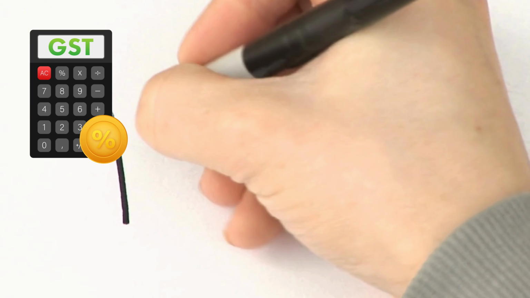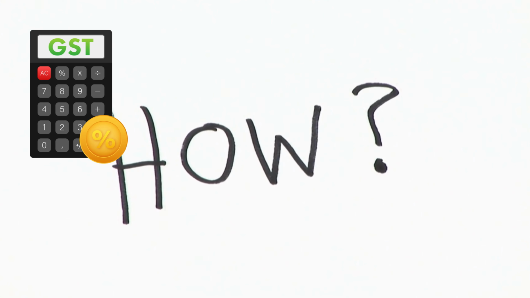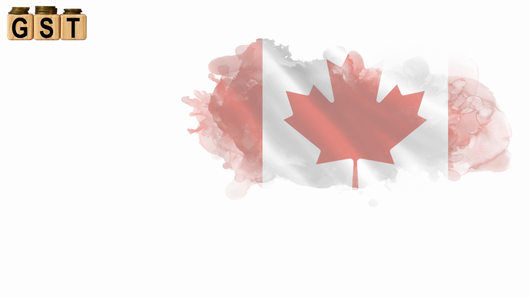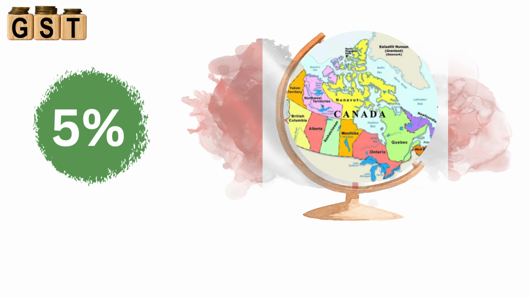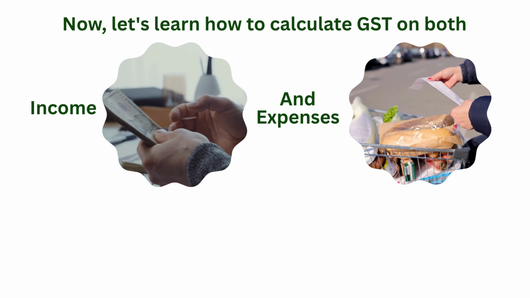But how do you calculate the GST? And more importantly, how do you file it? Let's go through the steps together. GST is currently 5% in most parts of Canada, though some provinces have harmonized their sales tax, HST. For simplicity, let's focus on GST first.